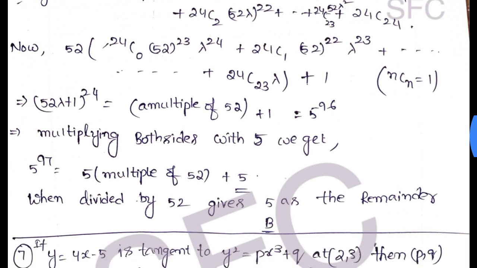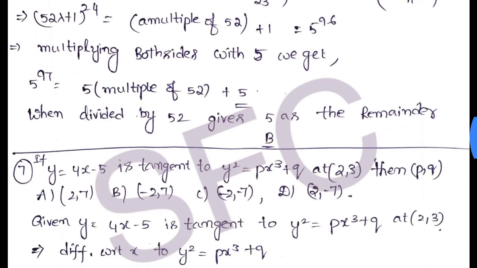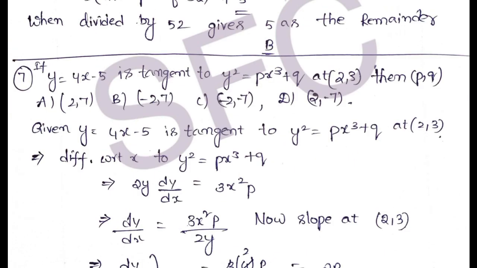Now we actually want 5 power 97, but here we have used 5 power 96 instead. So multiplying both sides with 5 for this equation, we will get 5 power 97 is equal to 5 into a multiple of 52 plus 5. So the remainder is 5. The option is B for Bombay. You can also say it as a banana, ball, or your wish.